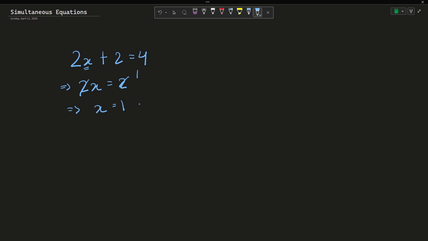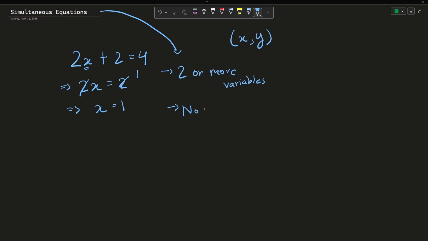Now this was a very simple equation to solve. But simultaneous equations are a little different in this case. The first difference being that a simultaneous equation contains 2 or more variables. So just like I said, in simultaneous equations, we not only solve for x, but we also have to solve for another variable such as y. Another important thing to see in simultaneous equations is that the number of variables has to be equal to the number of equations.